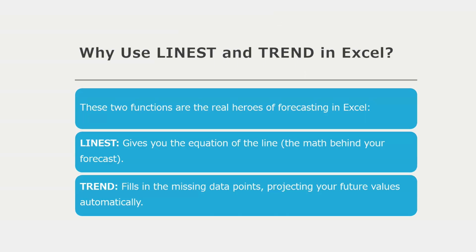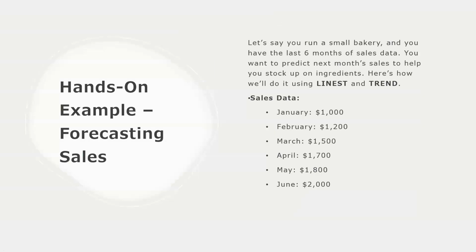Why use LINEST and TREND in Excel? These two functions are the real heroes of forecasting in Excel. LINEST gives you the equation of the line, the math behind your forecast. TREND fills in the missing data points, projecting your future values automatically.